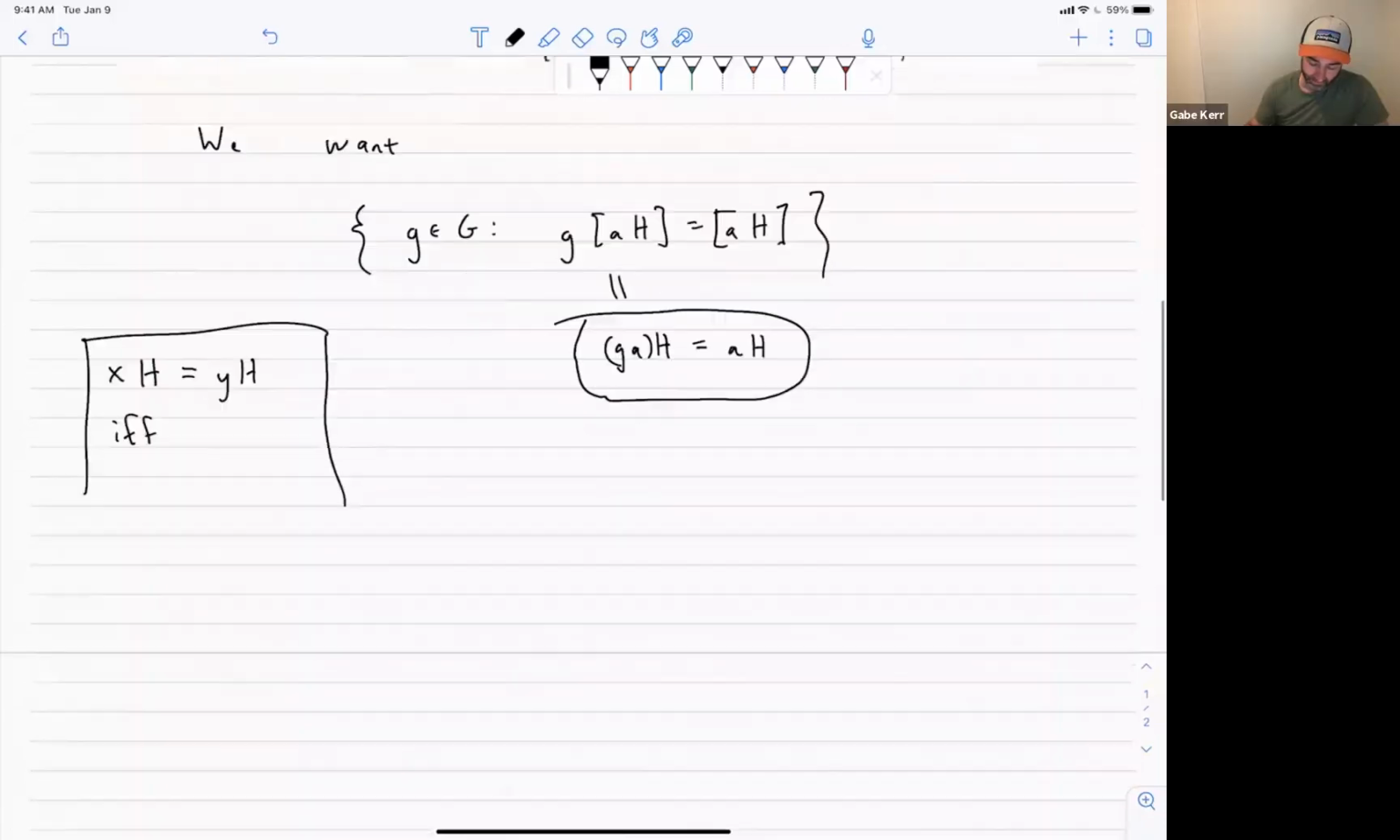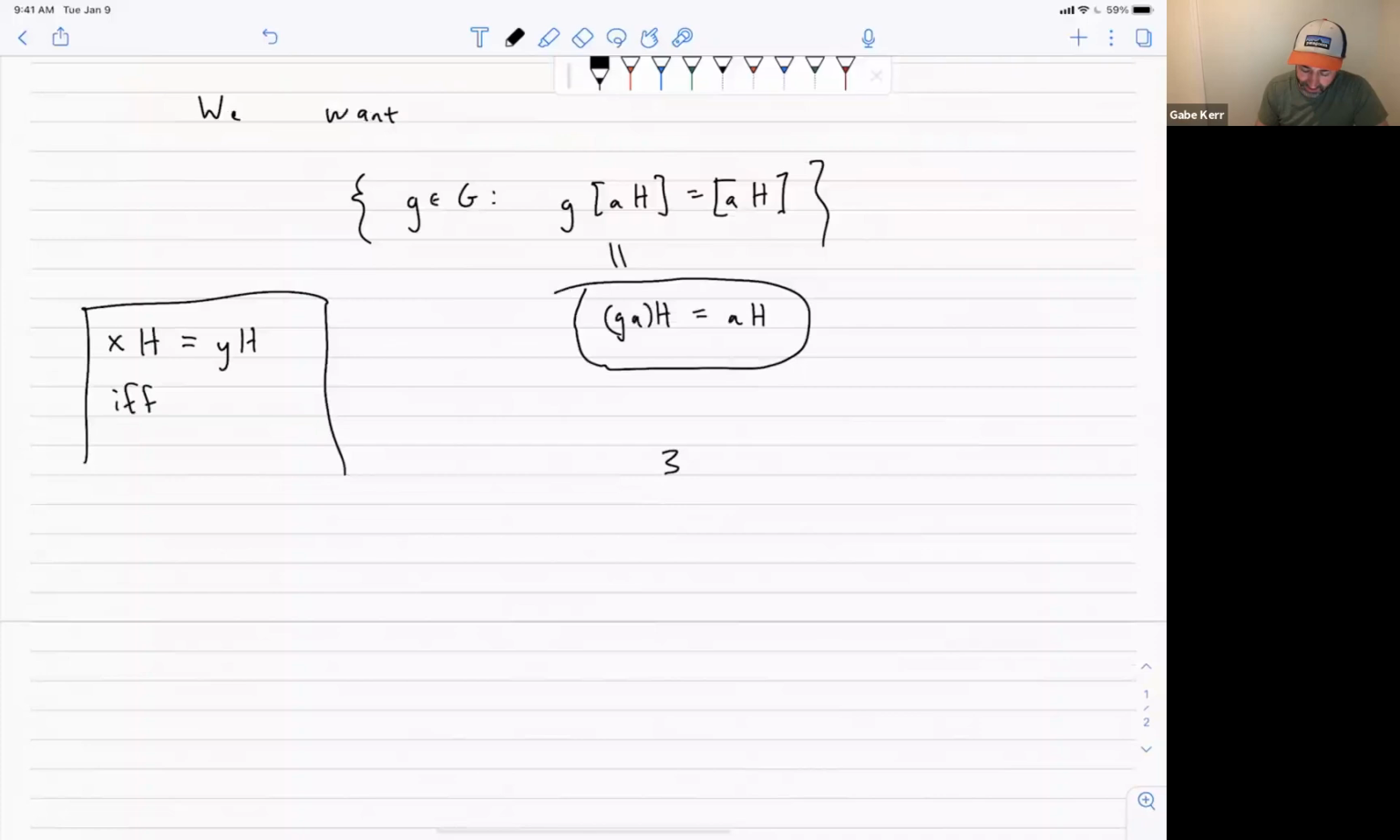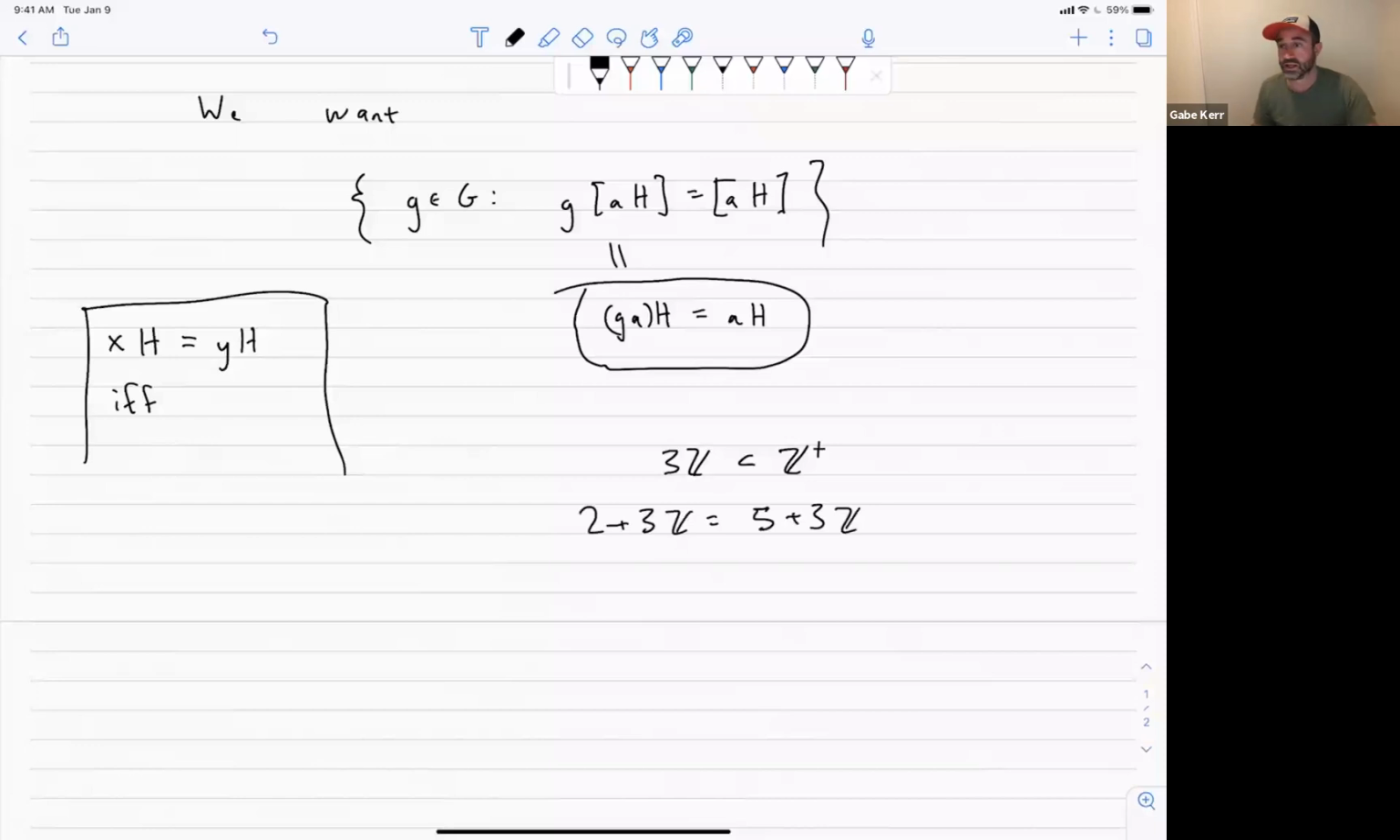Okay, so let's take a look at an example. Let's say we had 3Z. This is a subgroup of the additive group here. So this is an additive group, so the cosets will be like sums. I want to say 2 plus 3Z is also equal to, I don't know, 5 plus 3Z. So these are two left cosets. They're the same because they both are just the set of integers with remainder 2 when divided by 3. I could have put 8 in there. All kinds of things.